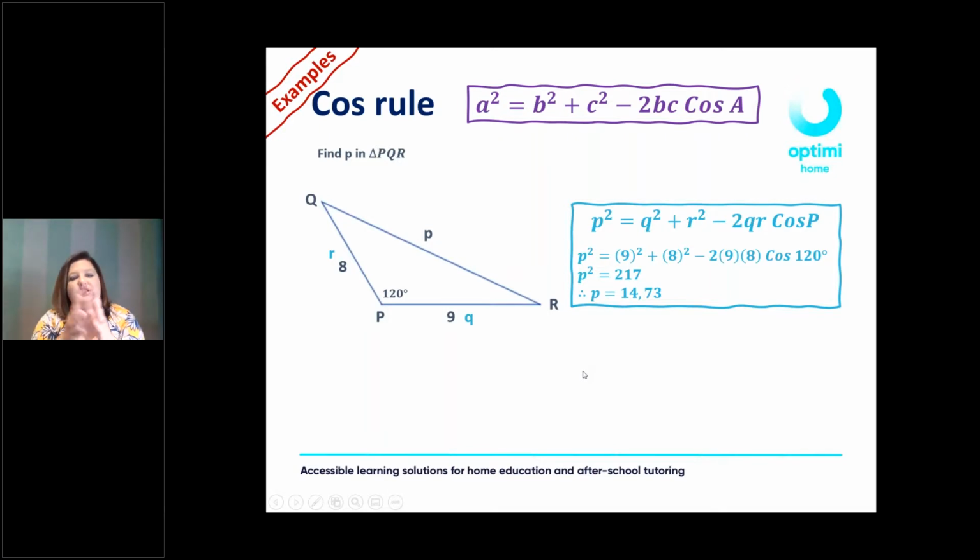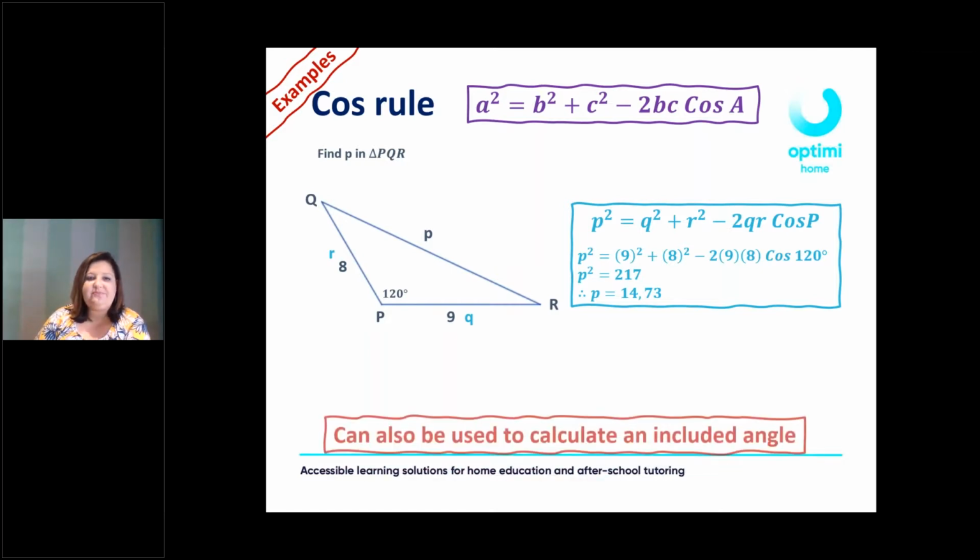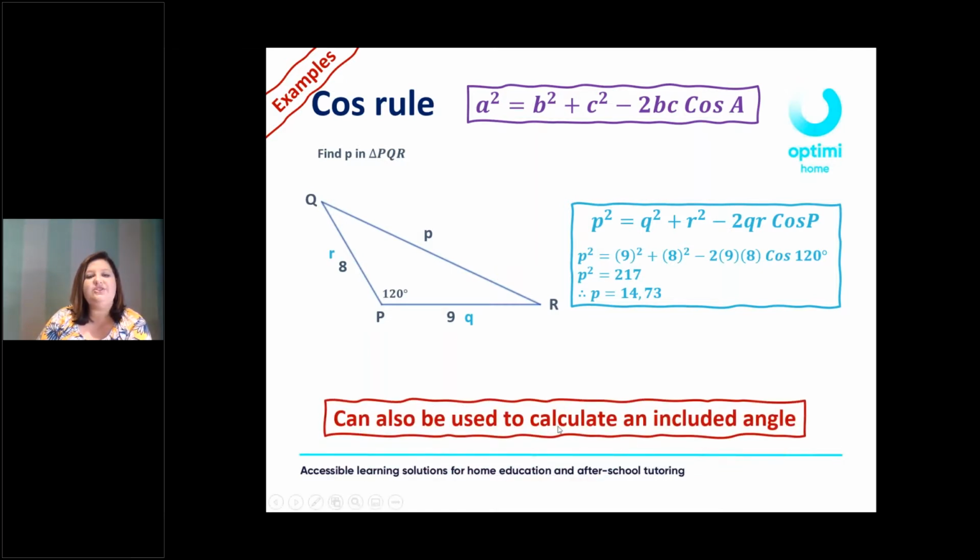So all of these rules, your area, your sin, and your cos rule, are actually just a substitution of the information that you already have into an equation. So the equation actually does all the thinking for you. You just need to solve for the unknown in every calculation that you do. You can also use this to calculate an included angle. This is when you have all three sides. So you have p, you have q, and you have r, and you can calculate this angle.